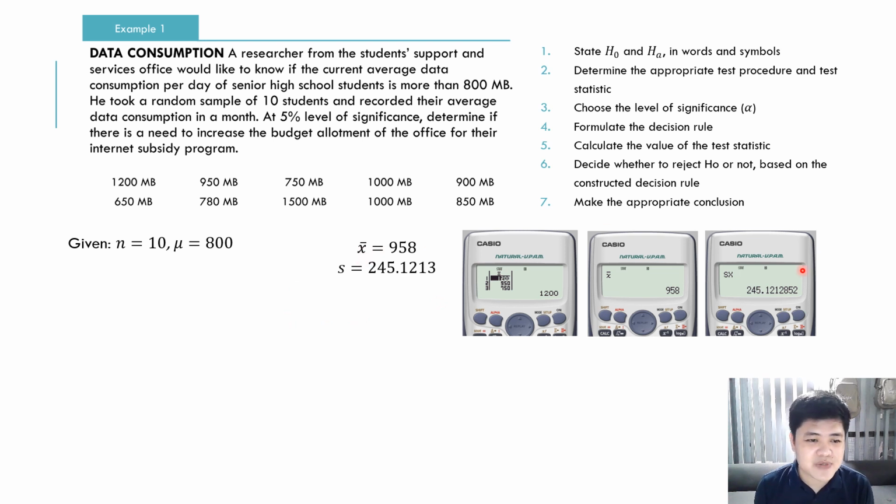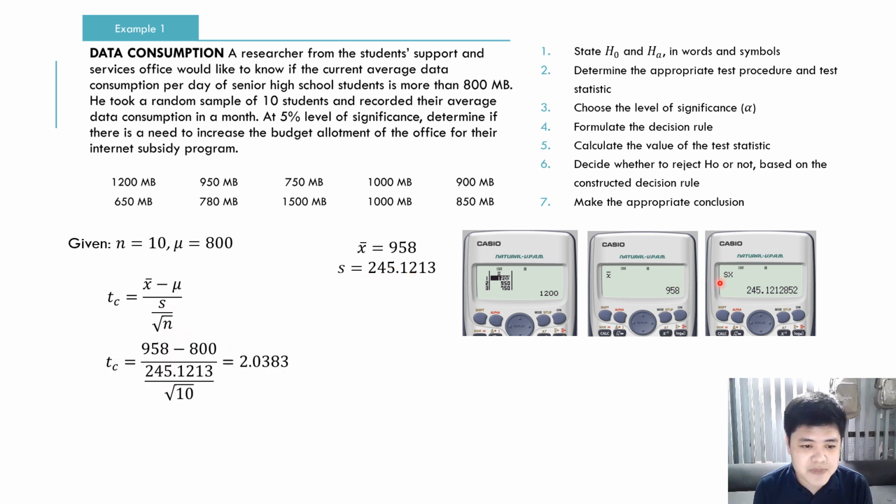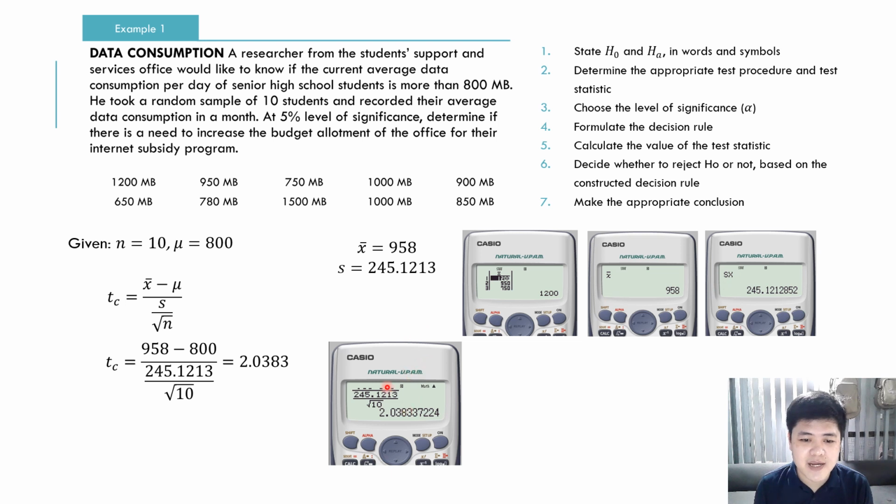And we're now ready to substitute this in our formula. So let's substitute. Your x bar is 958, your mu is 800, your s is 245, and your n is 10. So just substitute them and then use your calculator to compute. And here, your computed value of t is 2.0383. So normally, up to 4 decimal places yung kinukuha natin. So check na tayo sa number 5, and we're now ready to do number 6.